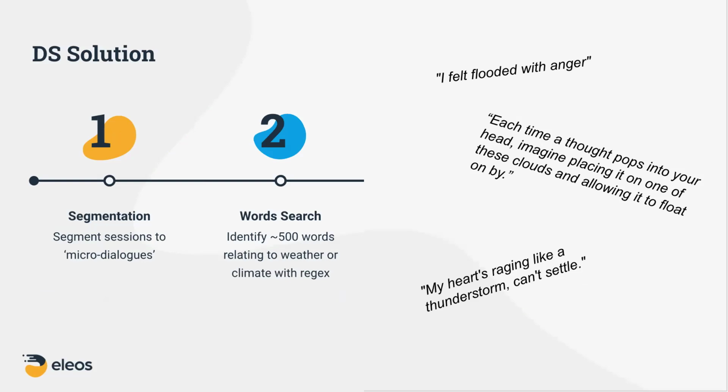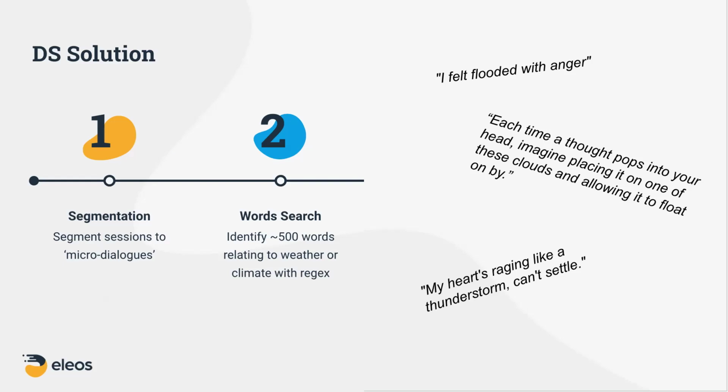Okay, so we had 1.7 million micro-dialogues, and we wanted to narrow them down. We identified around 500 words related to weather or climate. We started with a smaller list, and we increased this list with word2vec. And something interesting that we saw during this research is that we use a lot of climate-related words when we talk about our emotions, or when therapists want to convey a message to the patient.